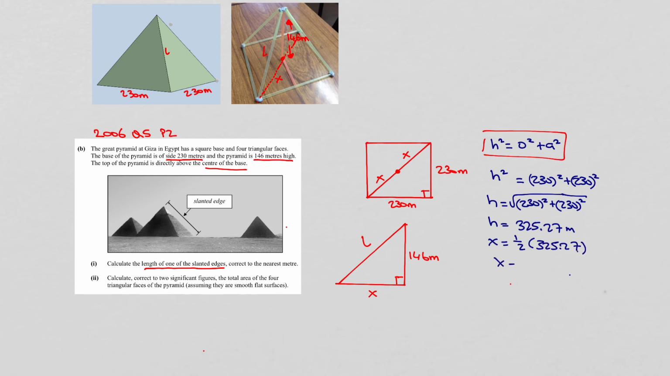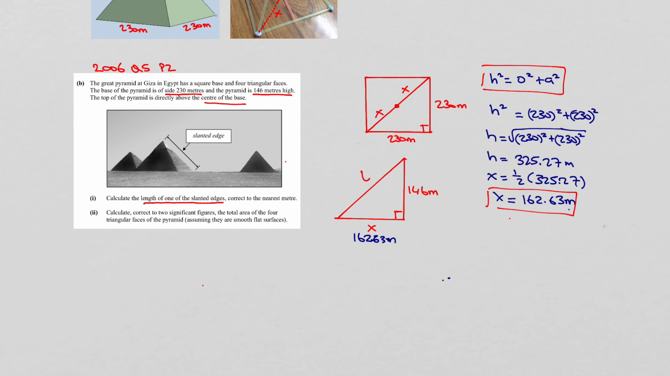325.27 divided by 2 gives us 162.63 meters. So we can now add that to this right angle triangle here. So in other words, this is 162.63 meters. So now to get L, we just need to do Pythagoras.